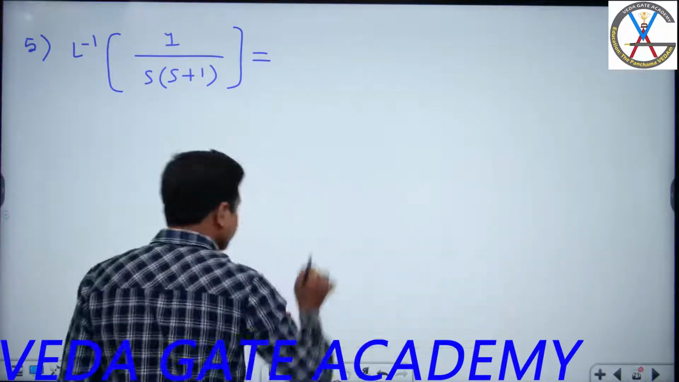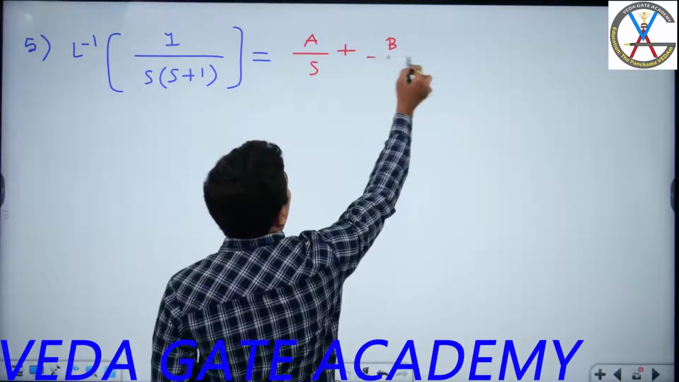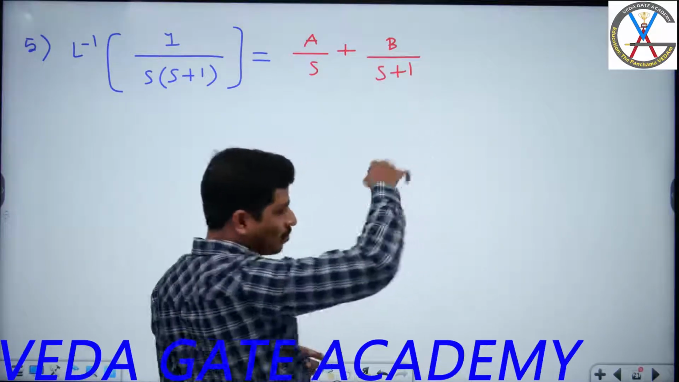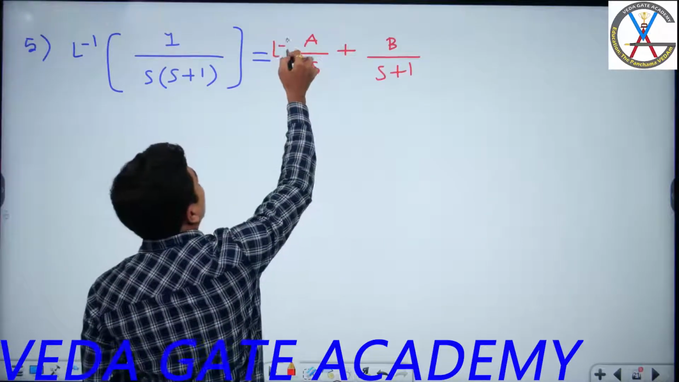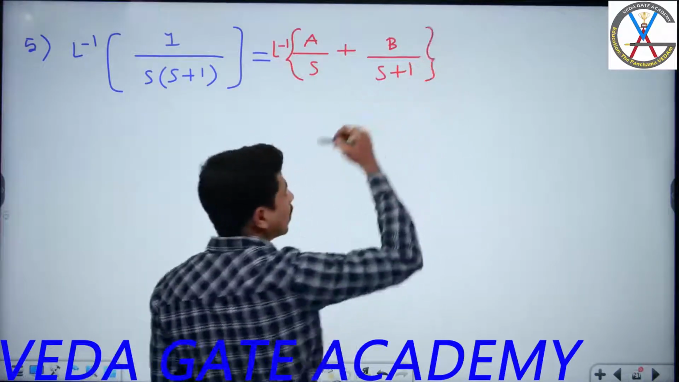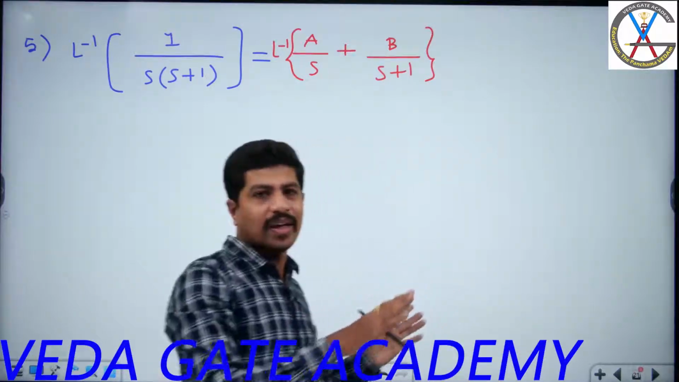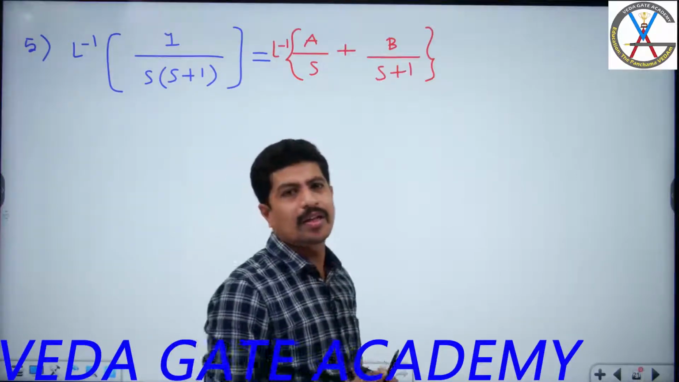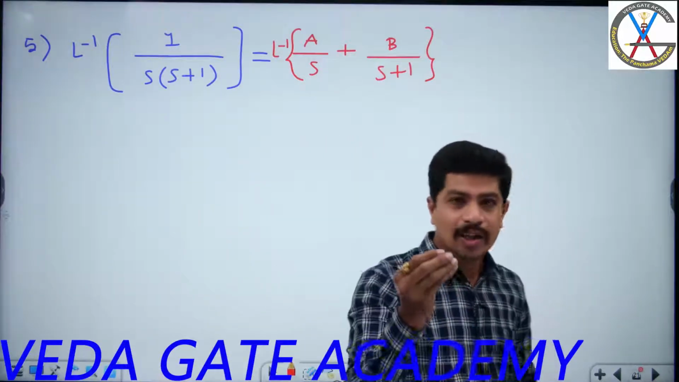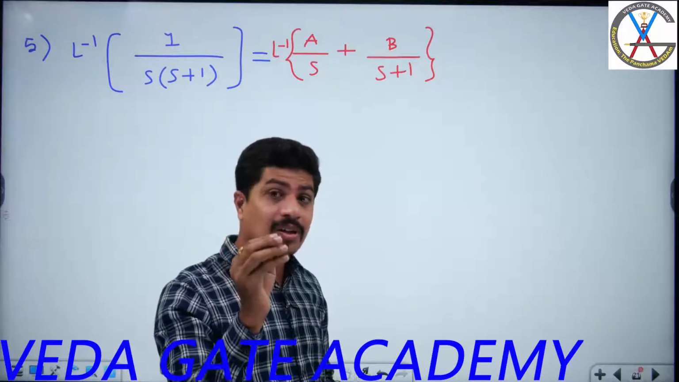This is your method: A by S plus B by (S plus 1). Simplify it, find A and B, substitute, and you are going to get the inverse Laplace transform. How are you going to find A and B? You simplify, compare with the numerator, and solve the equations you get. Then you get A and B. I will give you a shortcut method of finding A and B. That is very simple once you get habituated.